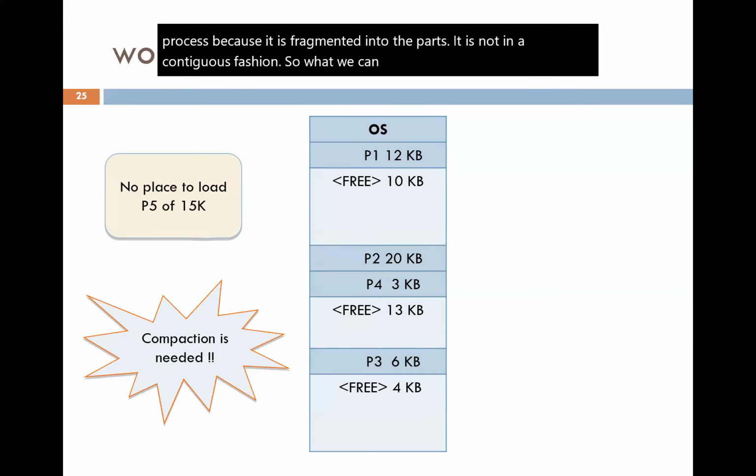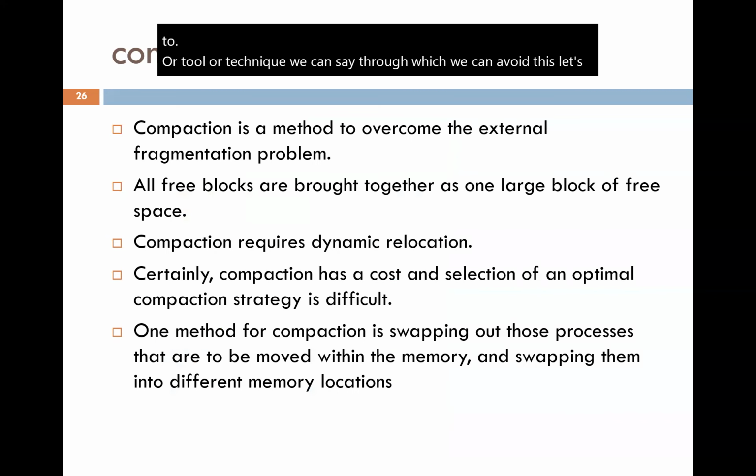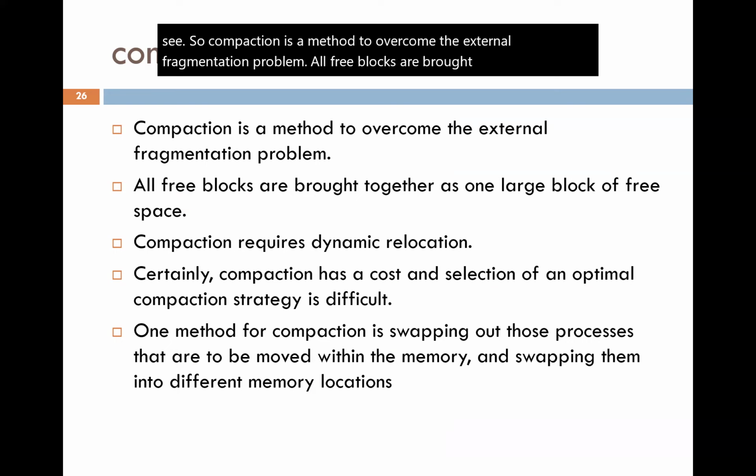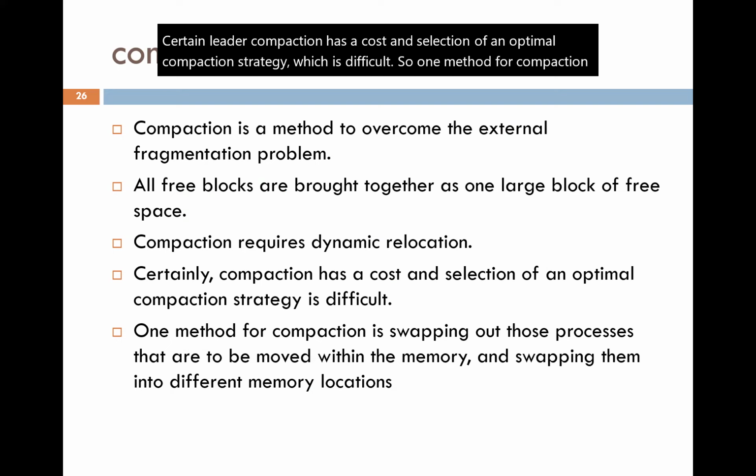Compaction is a tool or technique through which we can avoid this. Let's see. Compaction is a method to overcome the external fragmentation problem. All free blocks are brought together as one large block of free space. Compaction requires dynamic relocation. Certainly, compaction has a cost, and selection of an optimal compaction strategy is difficult. So one method for compaction is swapping out those processes that are to be moved within the memory and swapping them into different memory locations.